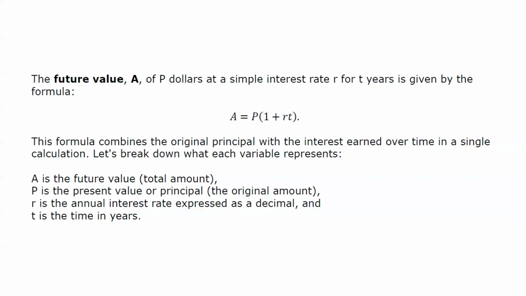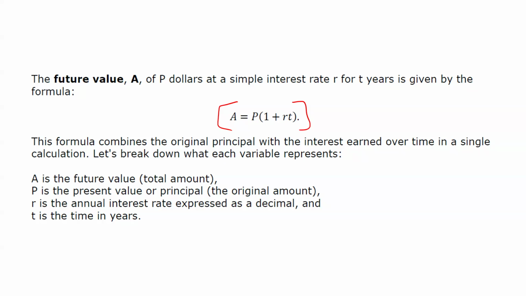So the future value A of P dollars at a simple interest rate R for T years is given by the following formula: A equals P times 1 plus RT. And this formula combines the original principal with the interest earned over time in a single calculation.